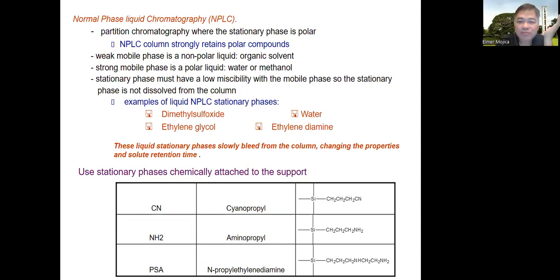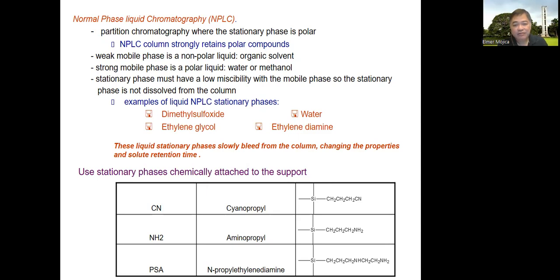When we have a normal phase, it just has something to do with the stationary phase. In normal phase, your stationary phase is polar. So the NPLC column strongly retains polar compounds because the stationary phase is polar. You have a weak mobile phase that is non-polar, usually an organic solvent, and a strong mobile phase that is polar, which can be water or methanol.